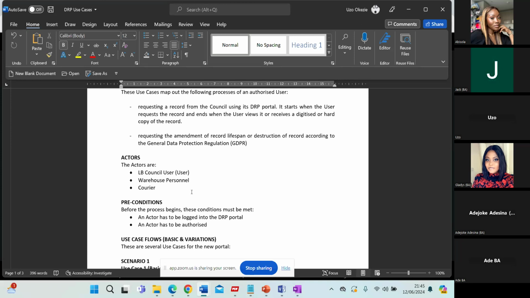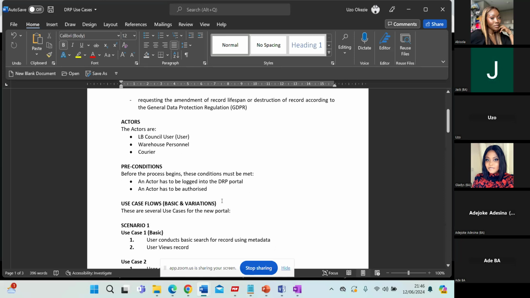If the paper is already digitized, then the user just gets it off online and they're fine. So they're preconditioned. For them to be able to use the system, they have to be logged in, and then the actor has to be authorized. So I can't view Shadrach's document. I can't view Gladys's document. Adeola can't view Uzo's document. So the person has to be authorized to view it. So these are the preconditions.